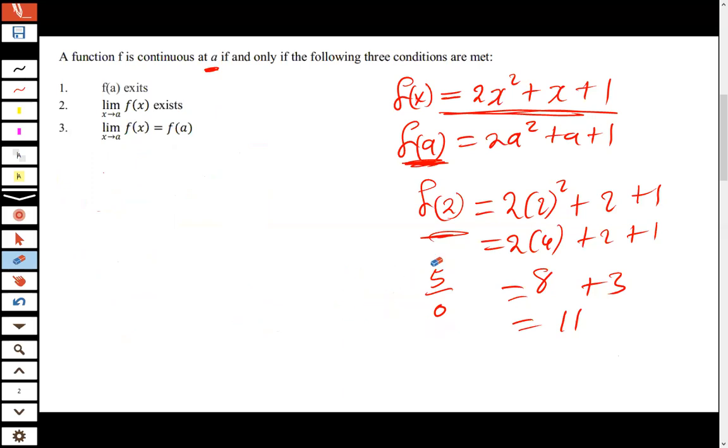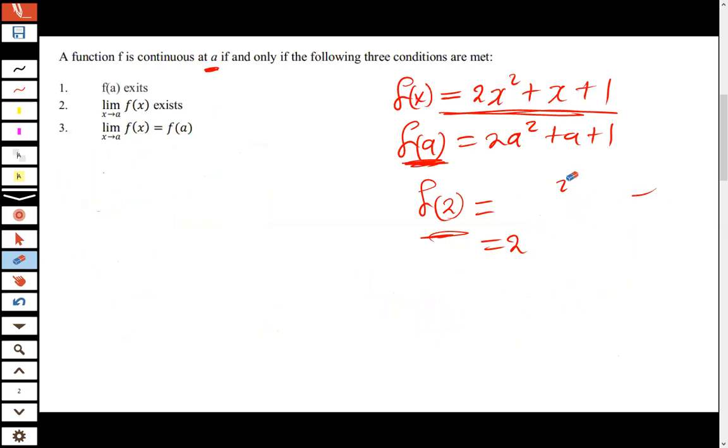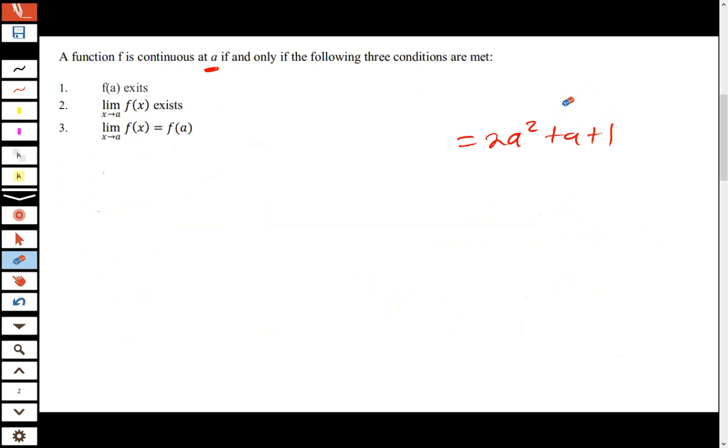So now let us look at how you can determine whether the limit of f of x as x is approaching A exists. How can you know that? This one is straightforward.